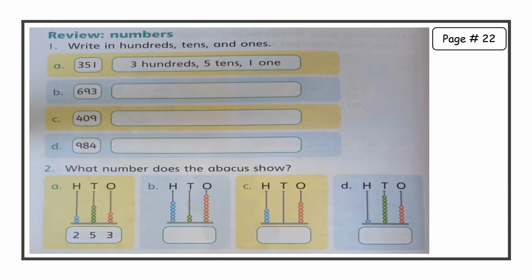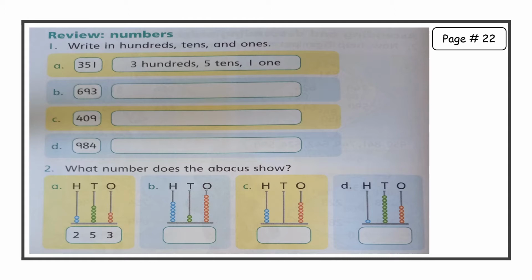Okay, open your book, page number 22, and we'll do the first question, which is: write in hundreds, tens, and ones. We have to write these numbers in hundreds, tens, and ones, just like this question is done, and we have already done this before. So let's start. I will not do all the parts because we have already done this.